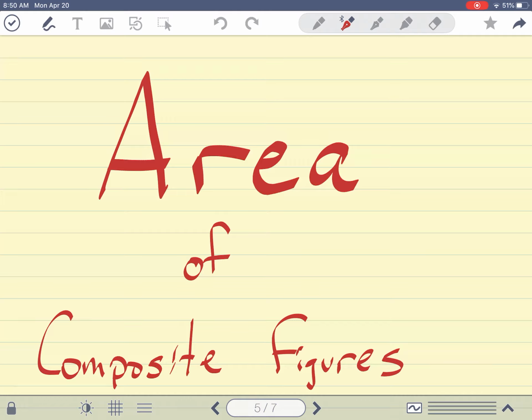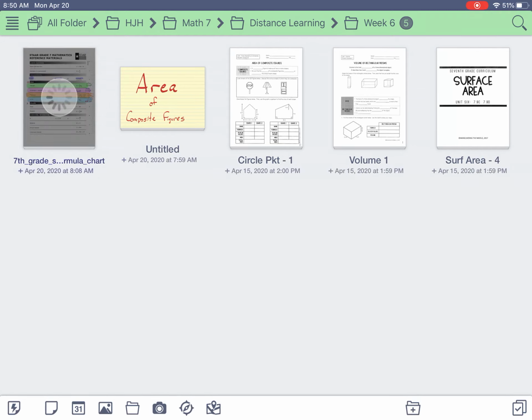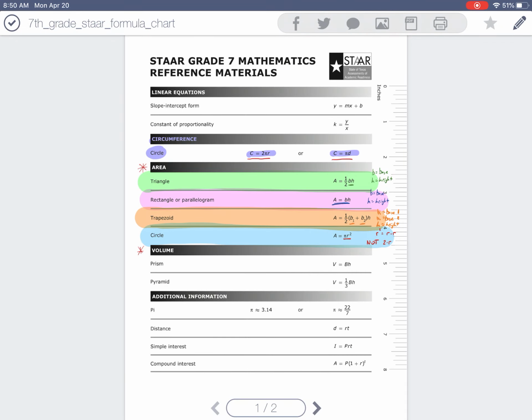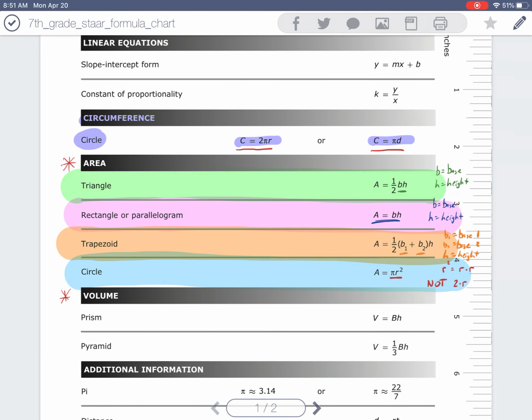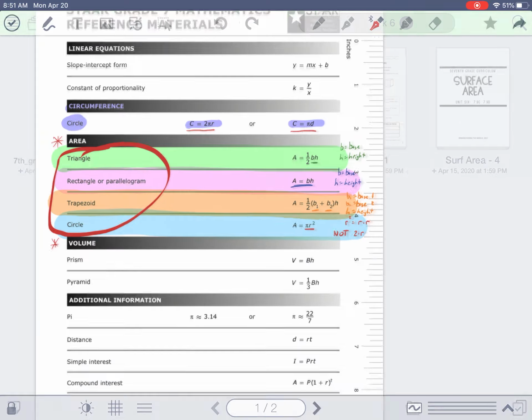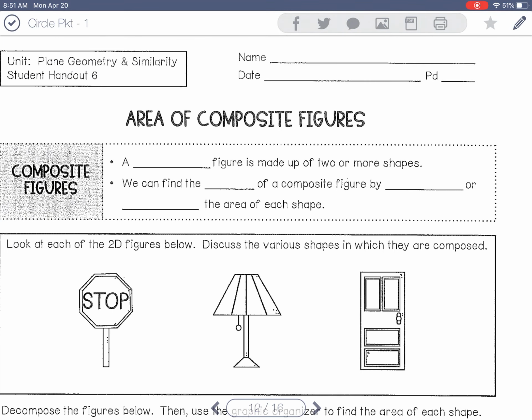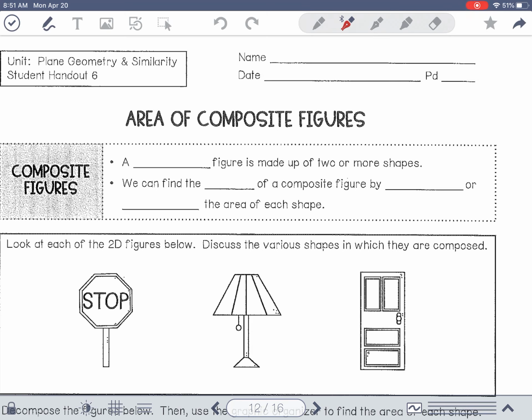Okay, we're looking at composite figures now. Okay, so a composite figure. There is nothing on the STAR reference sheet for a composite figure. Nothing particular. You are required to use each and every one of these formulas and apply that to a composite figure.